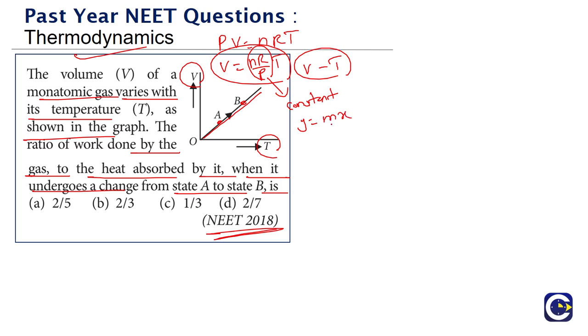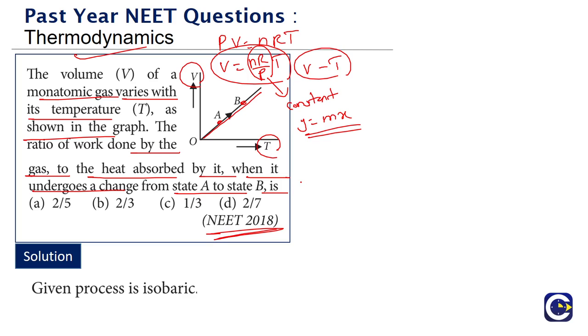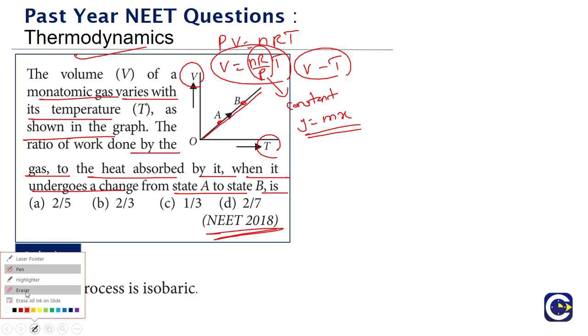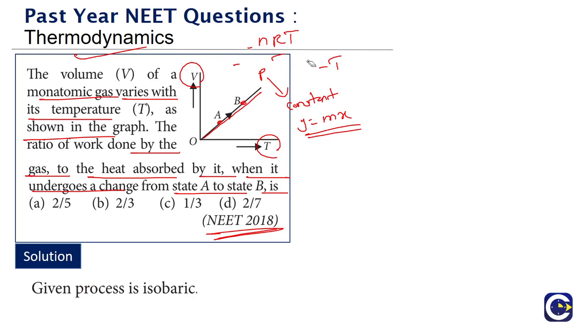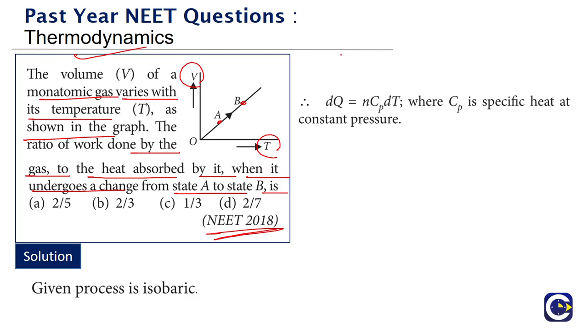That is a straight line passing through origin. This should be a process where the pressure is constant. This process is actually an isobaric process. That is the first conclusion. So the moment we see that the volume temperature curve is a straight line passing through origin, we can conclude that in the process pressure must be constant. Pressure constant means it is an isobaric process.